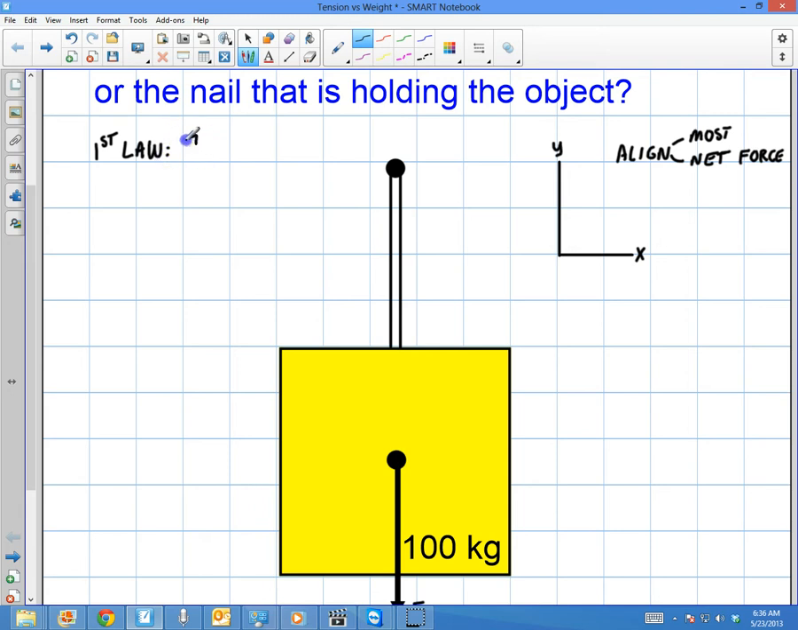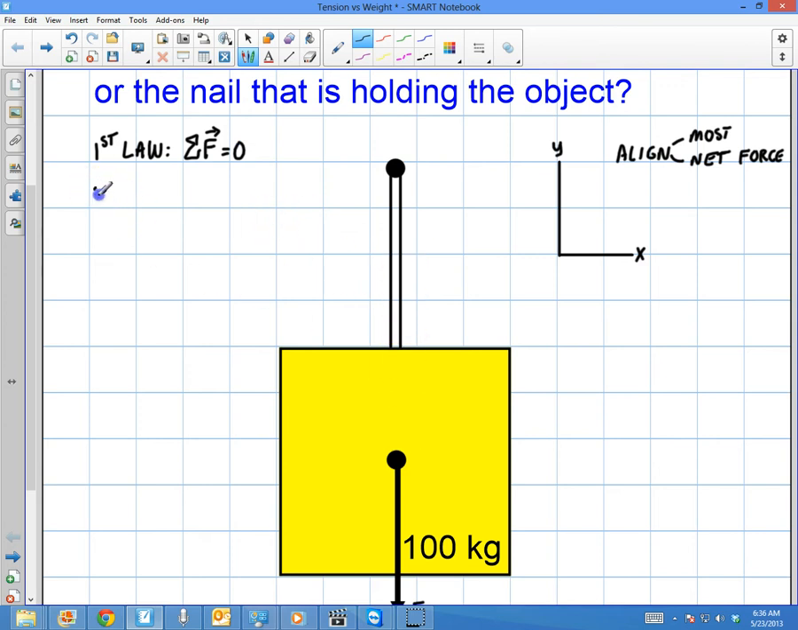Which is the sum of the forces equals 0. And that's also saying an object at rest stays at rest, an object in motion stays in motion, unless a net external force acts upon it. All that that's saying is that the up forces are going to equal the down forces.